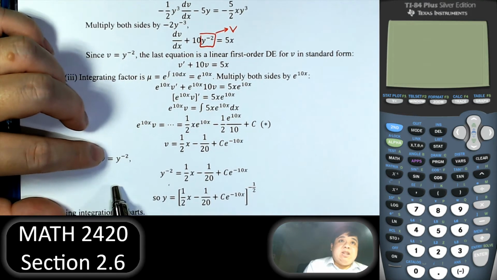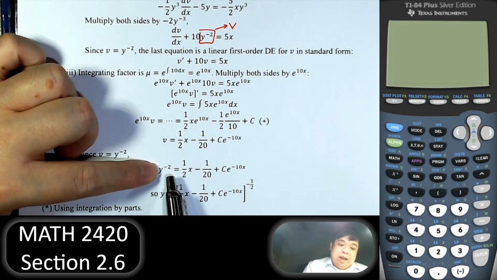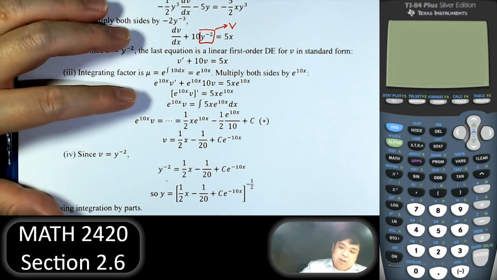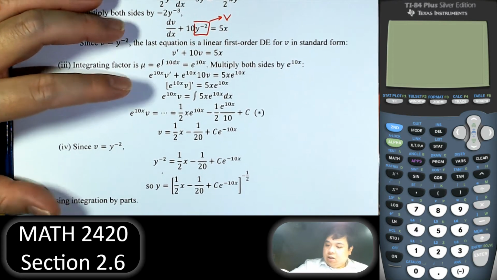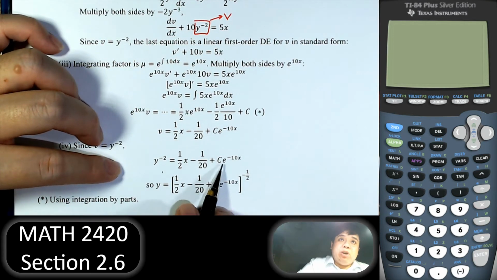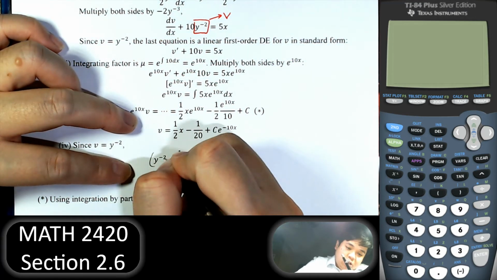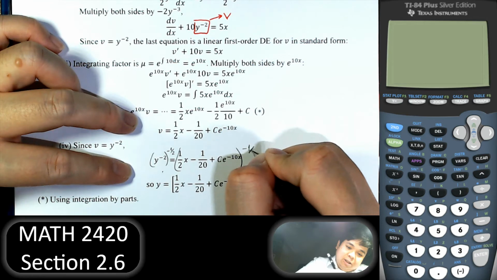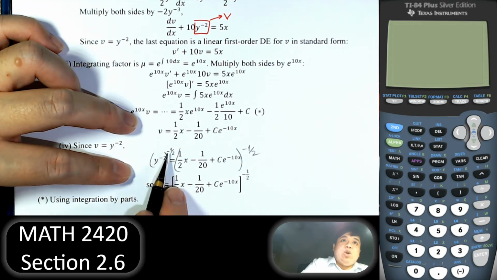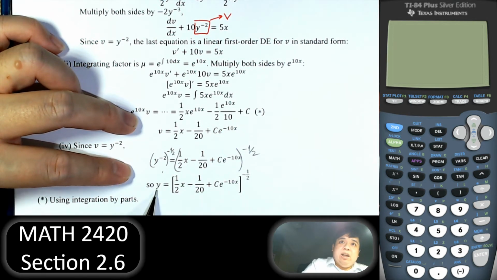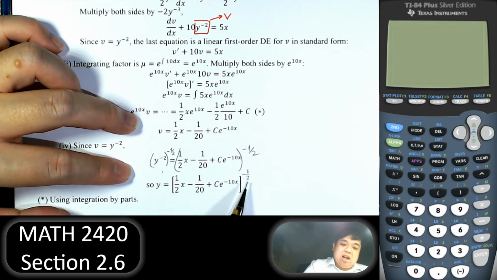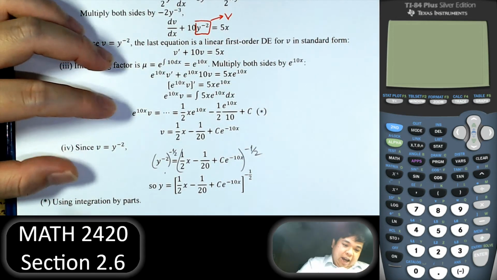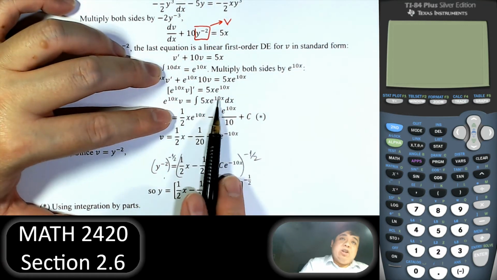And finally, v is y to negative 2, and I solve for y. Here we have y to negative 2 equal to that. Now if we raise both sides to the negative 1/2, negative 1/2 times negative 2, that cancels out, equals y. And then we have the right hand side to the negative 1/2. Right, so that's that. Now I just want to clarify the integration by parts.